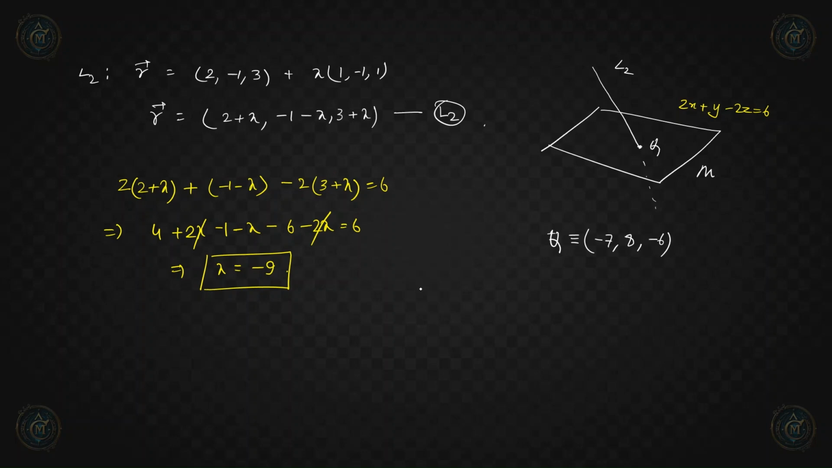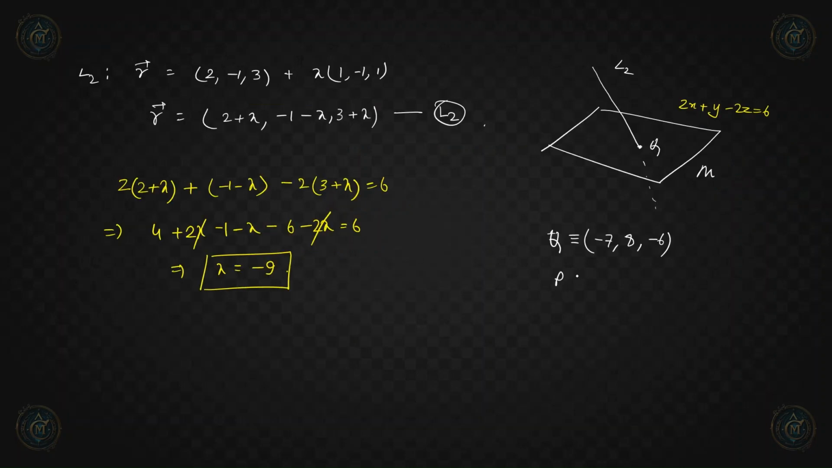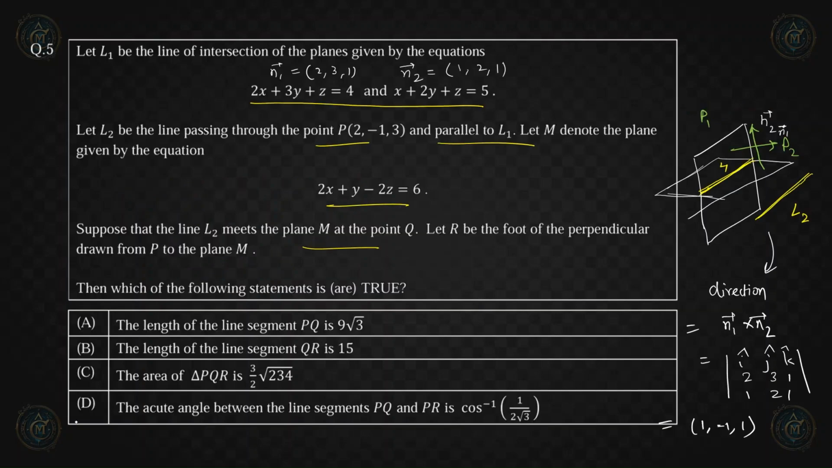Now let's check some options. PQ is 9 root 3, the length of the line segment. Let us check this. P was (2, -1, 3). So PQ will be under root 9 squared plus 9 squared plus 9 squared, that means 9 root 3. So this option will be correct.